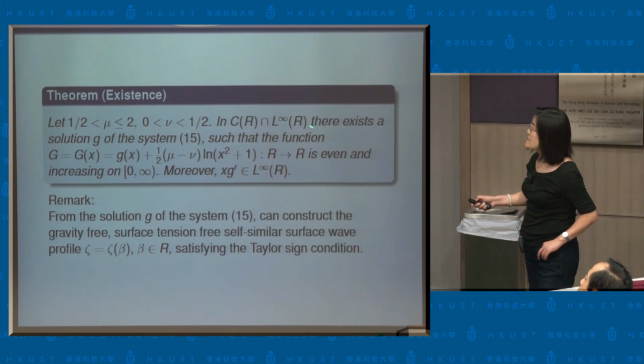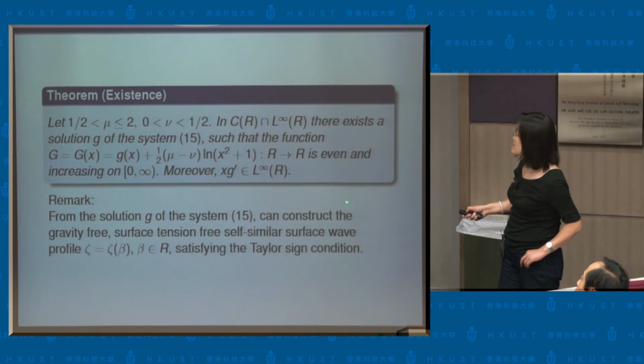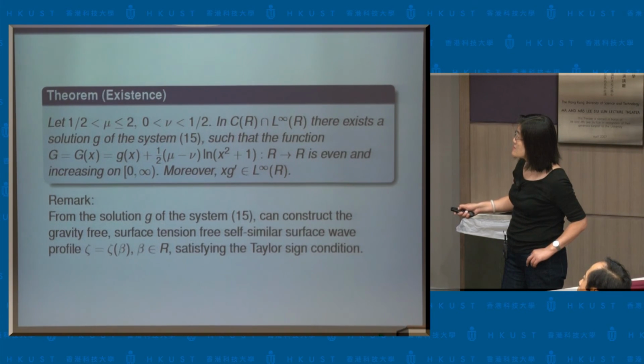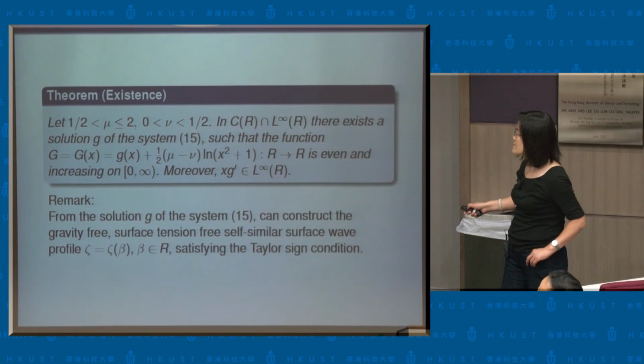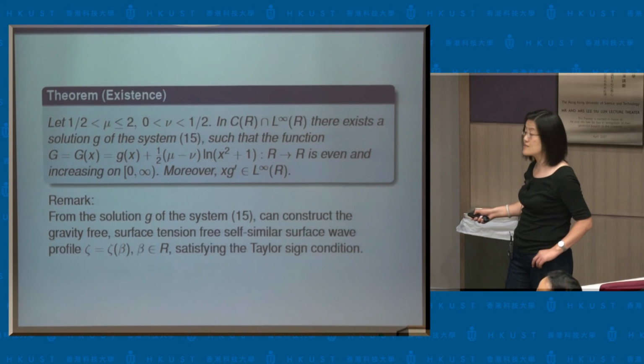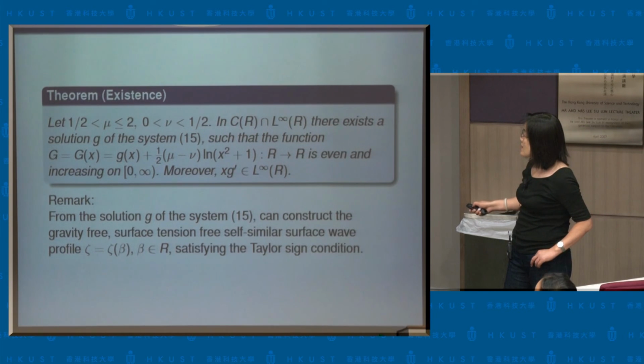So in particular, what we prove is there exists a solution such that this is bounded and even and increasing, and this is infinity. So in other words, we show there is a symmetric wave of this type. So what we can show for the moment is indeed there is a symmetric wave.